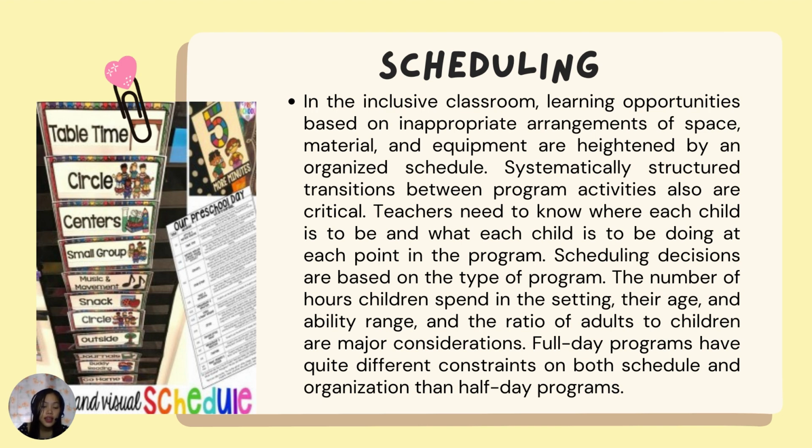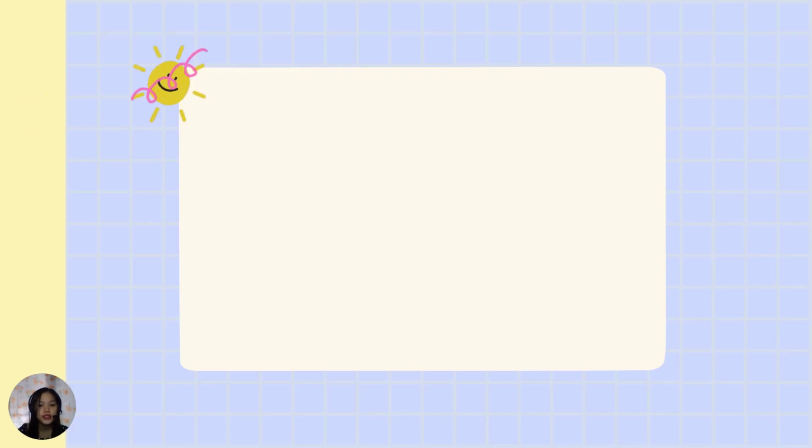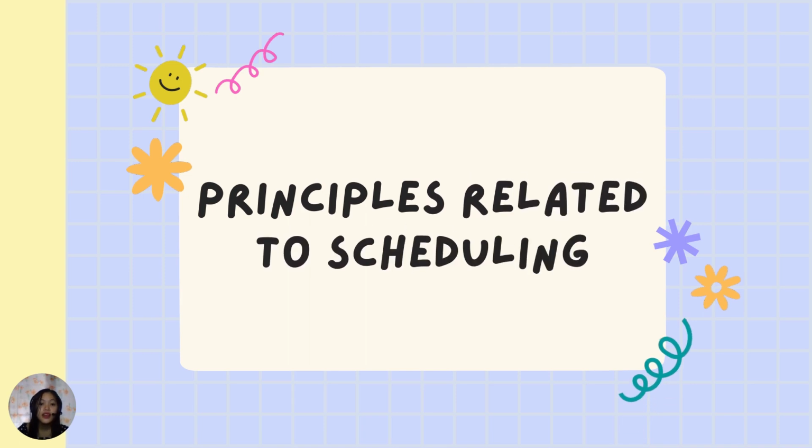They help children understand the expectations of the environment, and they help reduce the frequency of the child's behavior problems like tantrums. Next is principles related to scheduling. These principles apply to creating daily, weekly, seasonal, and annual activity calendars. Individual differences among children and their changing skill levels over time are major scheduling factors.